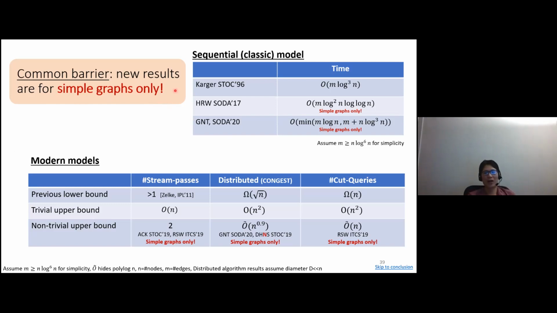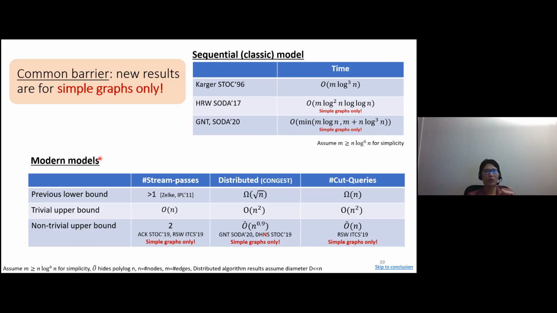So let me now tell you a little bit more about these tables. In the sequential setting, there are these improvements in 17 and 20 that improve over Karger's classic result by some log factors, but they have to assume that the input graph is simple. And now let's move on, and this is the model that we have thought about a lot, the sequential setting.